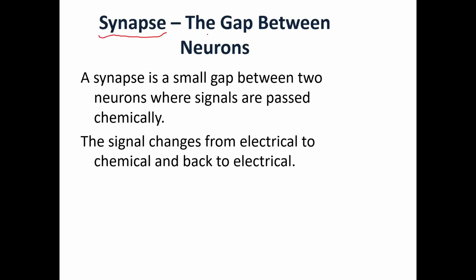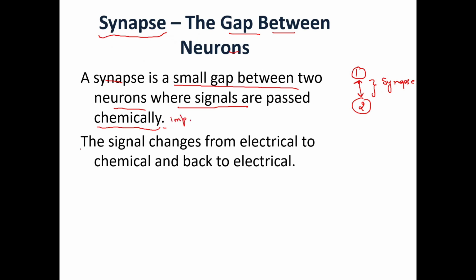Basically, a synapse is a gap between two neurons. One neuron is connected with another neuron, and the gap is called the synapse. A synapse is a small gap between two neurons where signals are passed chemically. Very important: chemically. The signal changes from electrical to chemical and back to electrical.